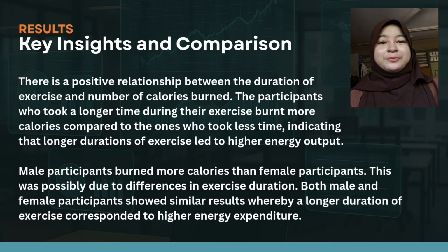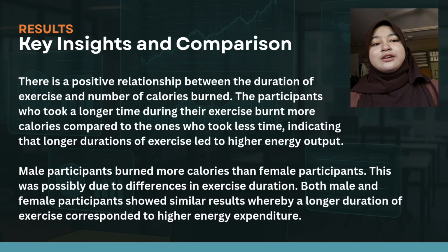For key insight and comparison, there is a positive relationship between the duration of exercise and the number of calories burned. The participant who took a longer time during their exercise burned more calories compared to the one who took less time, indicating that the longer duration of exercise led to higher energy output. Male participants burned more calories than female participants. This was possibly due to differences in exercise duration. Both male and female participants showed similar results whereby a longer duration of exercise corresponds to higher energy expenditure.